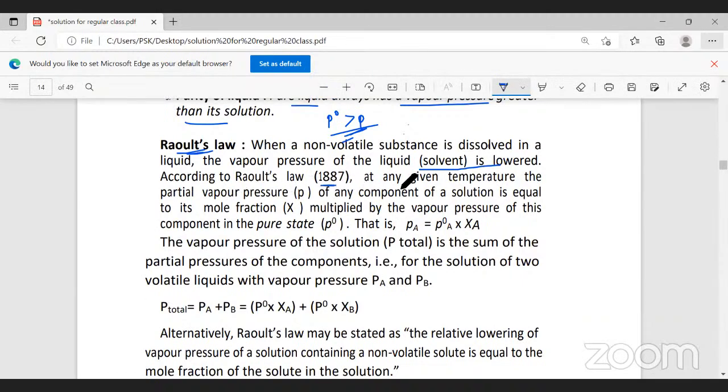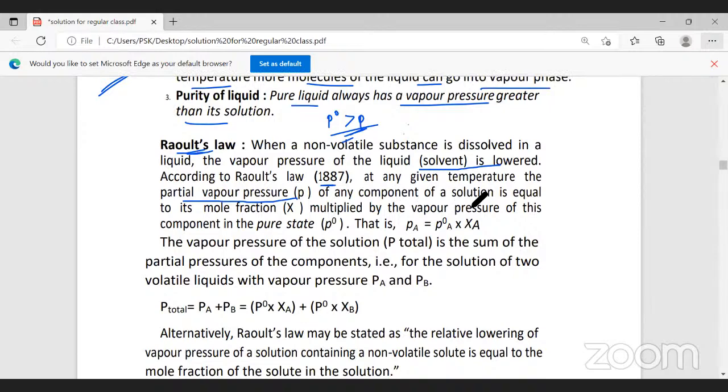According to Raoult's law in 1887, at any given temperature, the partial vapor pressure P of any component of solution is equal to mole fraction multiplied by the vapor pressure of its component in pure state, that's P naught. They have taken PA for our understanding. PA is equal to P naught A. What do you mean by P naught A? P naught A is nothing but the vapor pressure of a pure component A, into mole fraction of A.